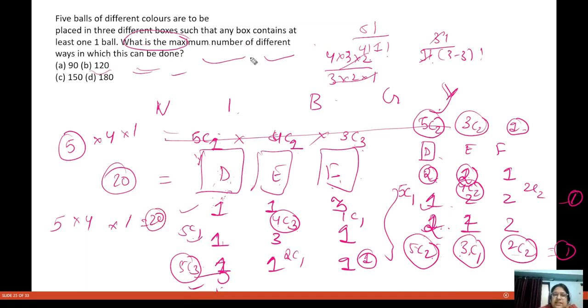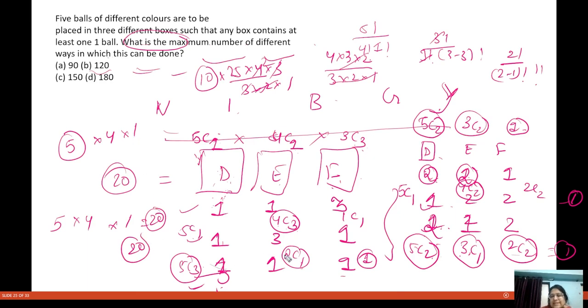What is this? It is 5C3. 5 into 4 into 3 divided by 3 into 2 into 1. So what are you getting? 3 and 3 cancel, 2 and 2 cancel. You are getting 10 here. And what will you get here? You will get 2 here because factorial 2 divided by factorial of 2 minus 1, and factorial 1. So that is 2 only. So again 20. Actually all these cases are the same. So you get 20 plus 20 plus 20, you get 60 ways of doing these things.